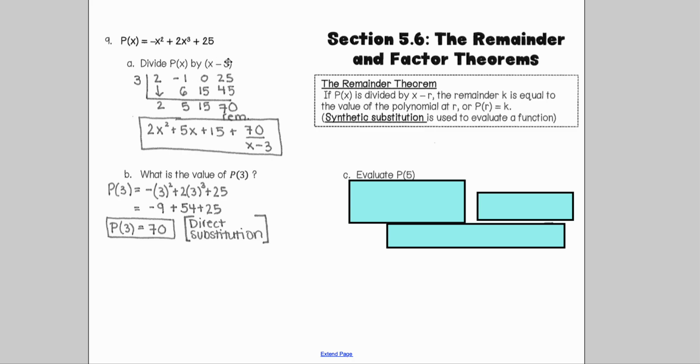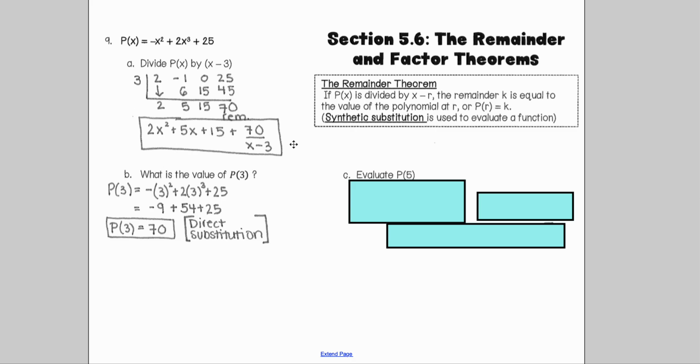Now remember, x minus 3 was our x minus r. Our r value was the 3. So over here it says p of r equals k. So when we did 3 for our synthetic division, the remainder 70 is our p of 3. That's called synthetic substitution. So instead of doing direct substitution, we could have done this synthetic substitution.